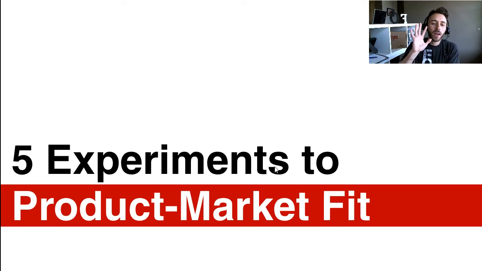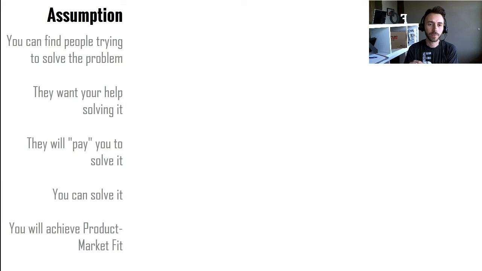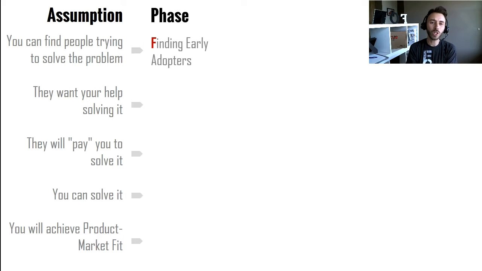All right, so these 5 assumptions correlate to 5 experiments you need to run in order to find product market fit. These experiments all align with 5 specific phases of your product market fit journey. And that first one is called finding early adopters. And we talked about this a little before. These people who are already trying to solve the problem, that's the definition of an early adopter. If you're familiar with the diffusion of innovations curve, early adopters, early majority, late majority, laggards, the definition of an early adopter is someone who's already trying to solve the problem.